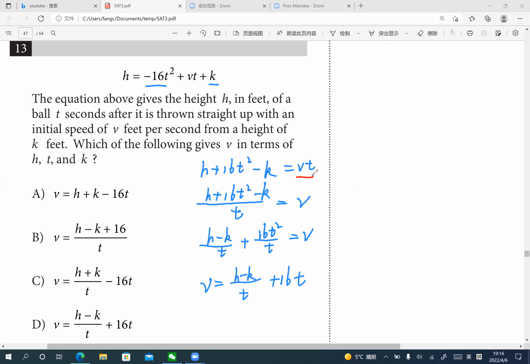Continue. The second step, we should divide both sides by t. Then the left side becomes h plus 16t squared minus k, divided by t. Continue. We divide this fraction into two fractions. So h minus k divided by t plus 16t squared divided by t. Then simplified, we get v equals h minus k divided by t plus 16t. So we should choose option D.